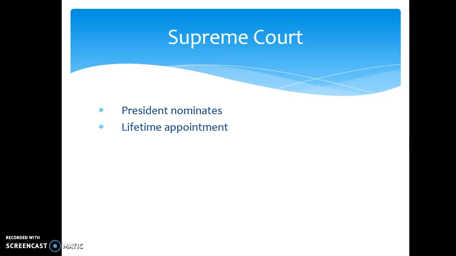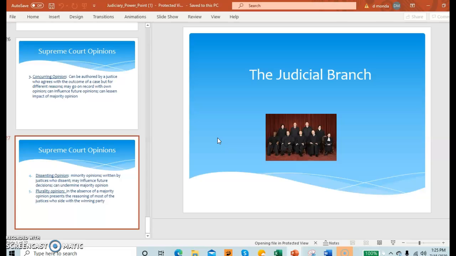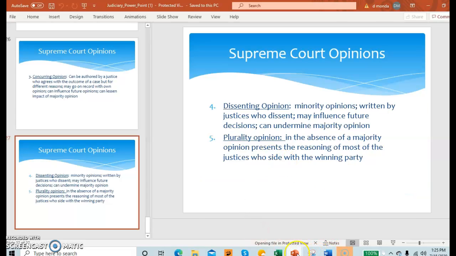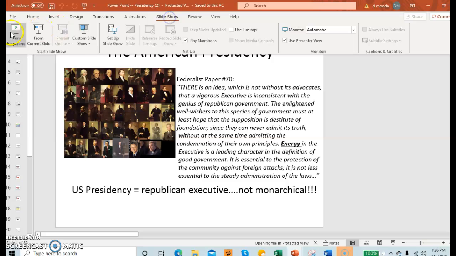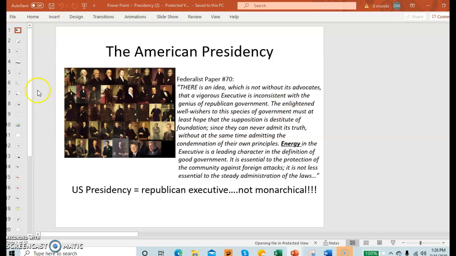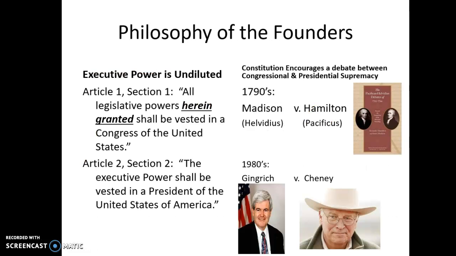And the president nominates members to the Supreme Court, and they have lifetime appointments. I will segue then into the presidency. I'm trying to keep this short, highlighting the main points. And in terms of the American presidency, this is the executive arm of government. And the presidency basically enforces the law.